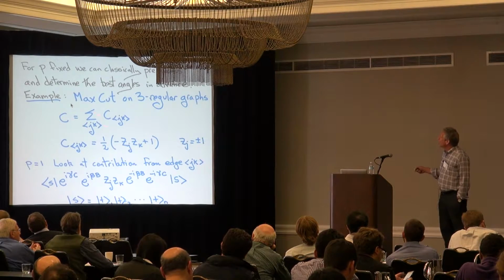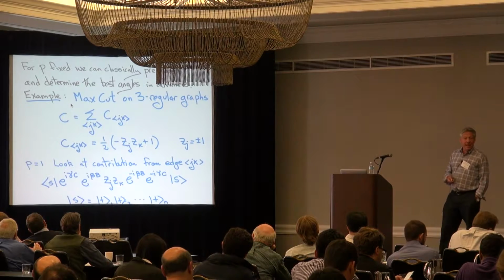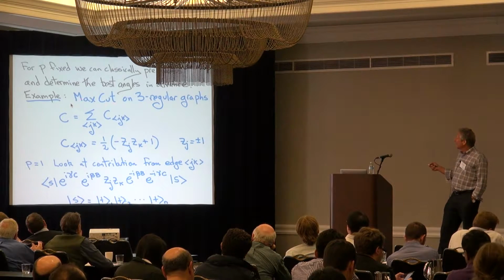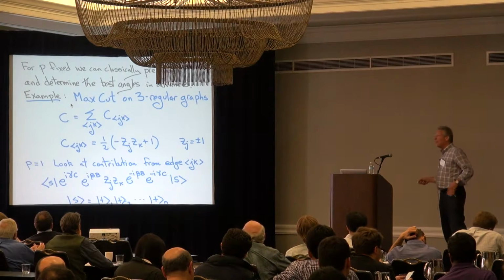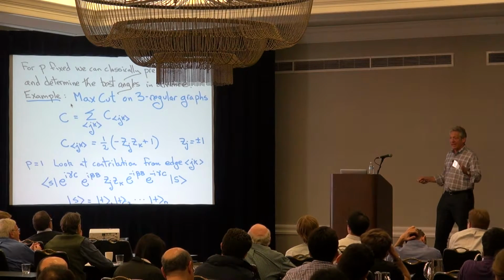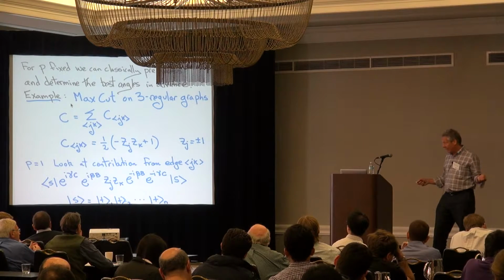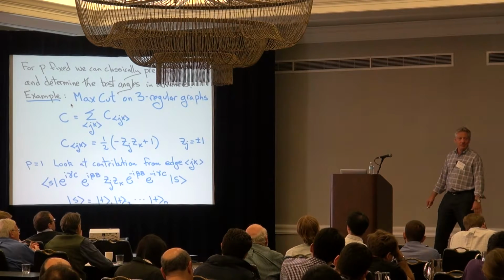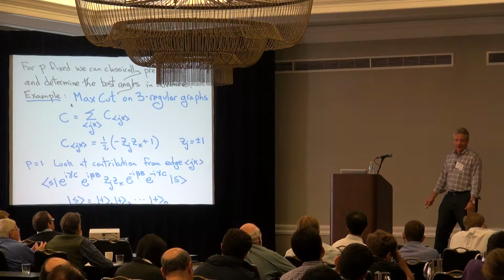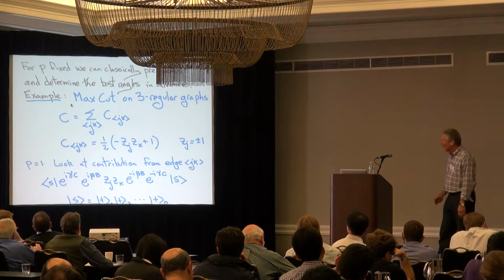Okay? So the example I would like to discuss is max cut on 3-regular graphs. Remember, a 3-regular graph means every vertex has 3 edges coming out. I want to do an example because I think if you explain something by example, then you can just generalize to everything. Okay?